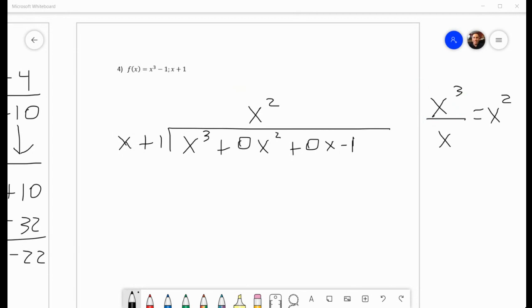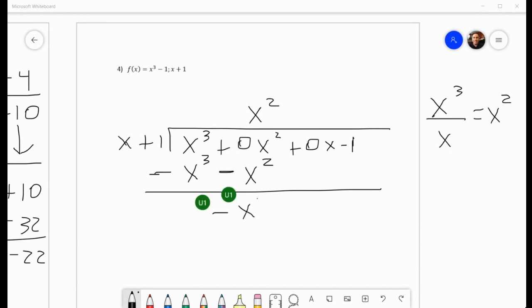And what do we do next? We're going to multiply and subtract. We're going to multiply. We have x cubed. We have plus x squared. Okay? But I'm going to subtract this. And when I subtract, I distribute, right? So we have negative. This plus also becomes a negative. Okay? So the x cubes are gone. We're left with negative x squared. And we bring down the 0 times x. Right? We bring down the next term. It's just like long division with numbers. And now, as you can see, this difference here, right?